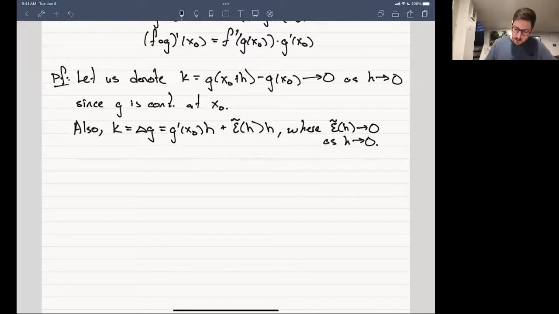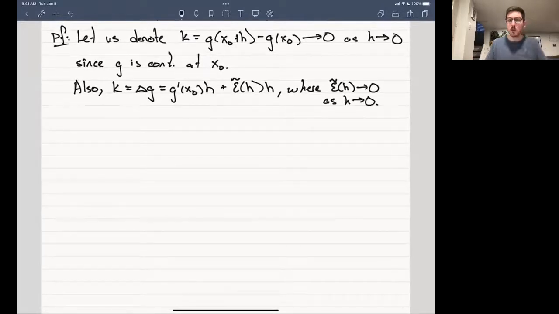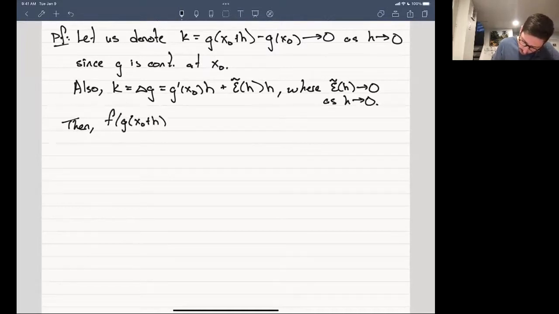Next, we can form the quotient that we desire to show that f of g is differentiable, or has a derivative. So let's look at this. This is just the basic setup of what we care about in terms of differentiability. Sorry, g of x0.